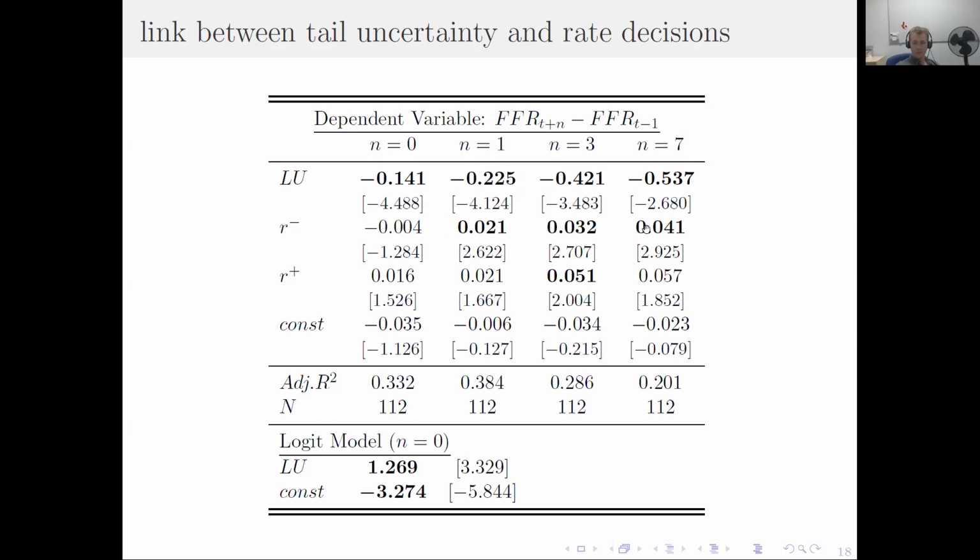If we include the signed intermeeting returns, we find that for the next meeting, our left tail uncertainty measure seems to be sufficient to understand target rate changes. But for longer horizons, we find that there is a clear positive relation here. So for more negative announcement returns, for more negative intermeeting returns, we find that the likelihood or the size of a rate cut at the future meetings is higher.